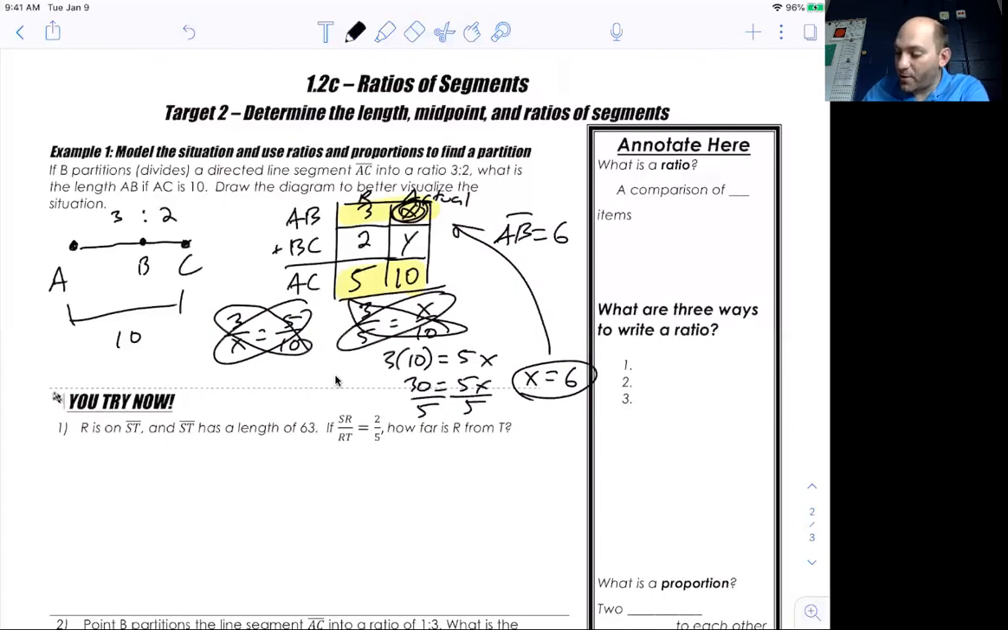I'm going to save the U-try now problems for when we meet in class, but that is what we are looking at here with our ratios. We are trying to set them up as a comparison, because that's what a ratio is. It's a comparison of two items. I like to do it with this box. Set up my ratios in one column and the actual lengths in the other column. And always set it up so that it is part plus part equals the whole thing. All right? So that's it for 1.2 day one.